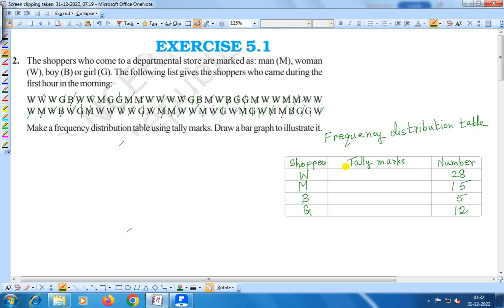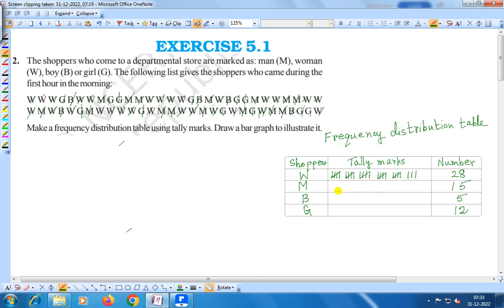That is 28. This is 28. That means 1, 2, 3, 4 and 5, then 10, 15, 20, 25, 26, 27, 28.